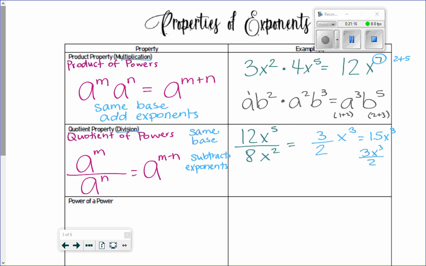All right, and then another example I have for you is a to the power of 4, b to the power of 6 divided by a b squared. What's the exponent that goes with our a? 3, because it's 4 minus the 1. And what about the exponent with the b? 4, because it's 6 minus the 2.